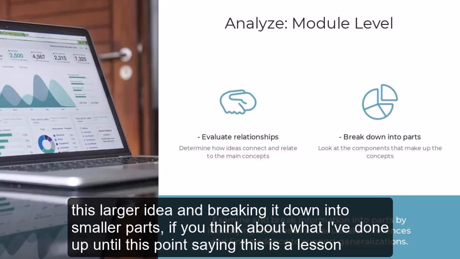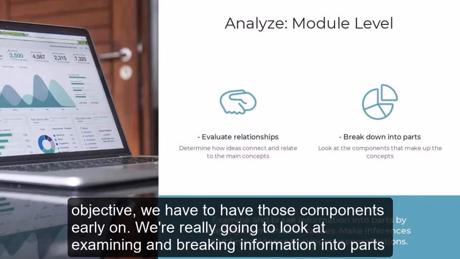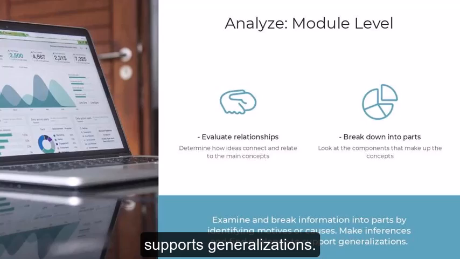If you think about what I've done up until this point, saying this is a lesson objective, the breaking it down into those parts is also related to those Bloom's 1 and 2 objectives. Sometimes to get to a higher level objective, we have to have those components early on. We're really going to look at examining and breaking information into parts, and we're going to identify motives or causes. We're going to make inferences based on those parts, and you want to find evidence that supports generalizations.